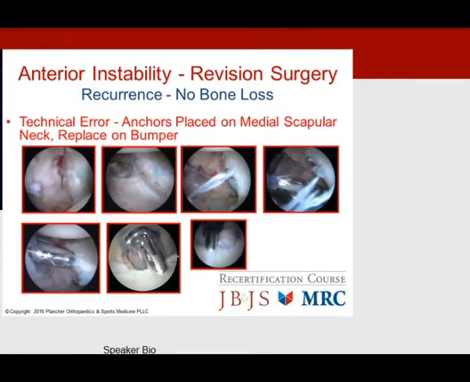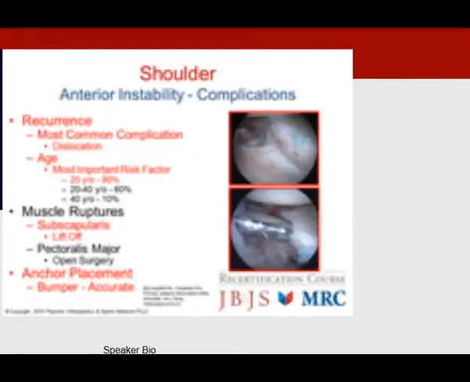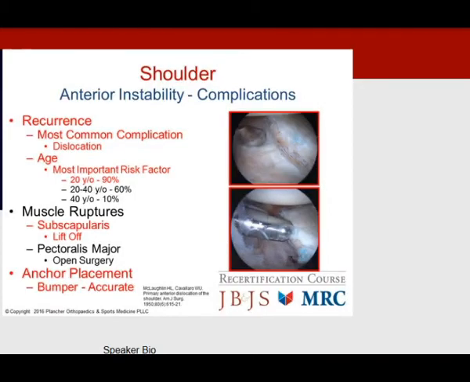Technical errors can be avoided if you place your anchors not on the medial scapular neck, but replace them as the bumper, as you can see here has been the problem. And recurrence can occur with anterior instability, and its most common complication is dislocation related to age. Less than 20 years of age in non-operative treatment will have a recurrence rate of about 90%.